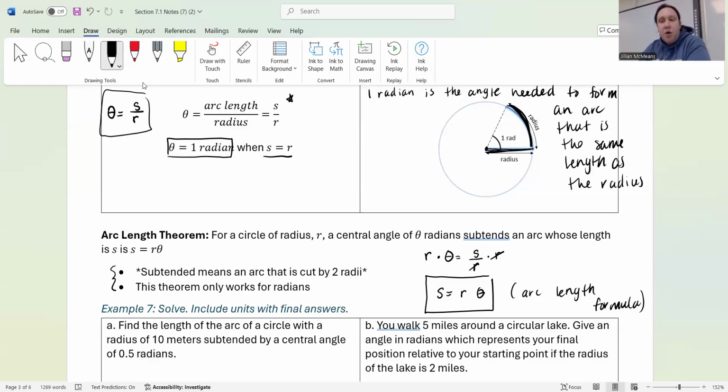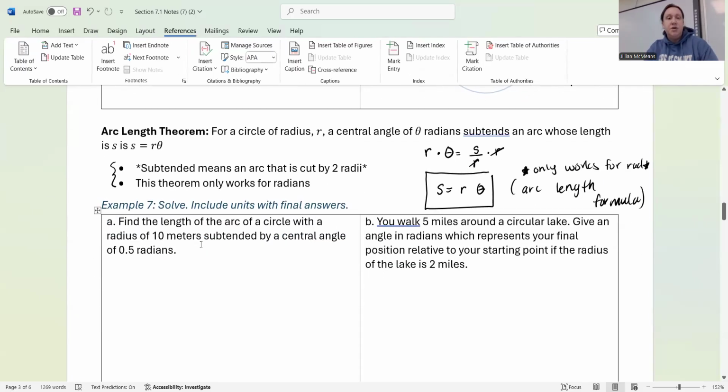And then this theorem only works when we're dealing with radians because of this right here. This ratio is a radian equals arc length divided by radius. 1 radian is specifically when the arc length is exactly the radius. So this only works for radians. I'm just going to put rad. Know that that means radians. Okay, so only works for radians. Now let's use that formula.